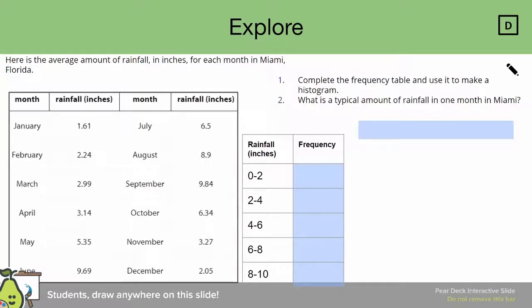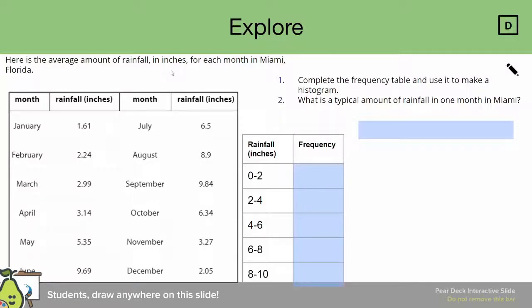So here we are, explore part D. Now, there's a lot of information here. So why don't you take a minute, pause this video, and just look around and let me know, what do you see? All right, welcome back. You might have noticed that there is a table here, which includes different months, January through December. It tells you the rainfall in inches. So this is how much rain in inches has landed in a certain location in a certain month.